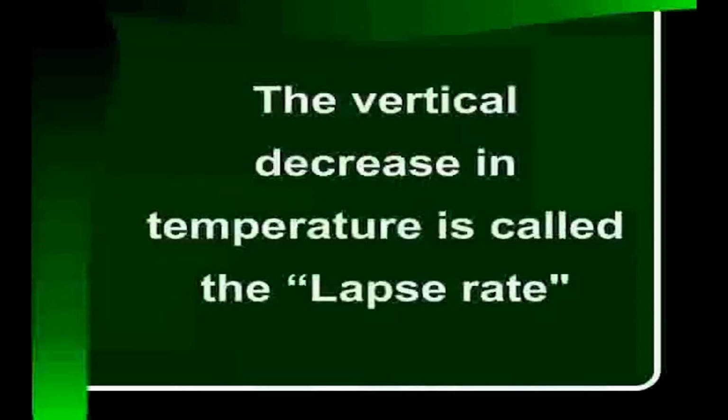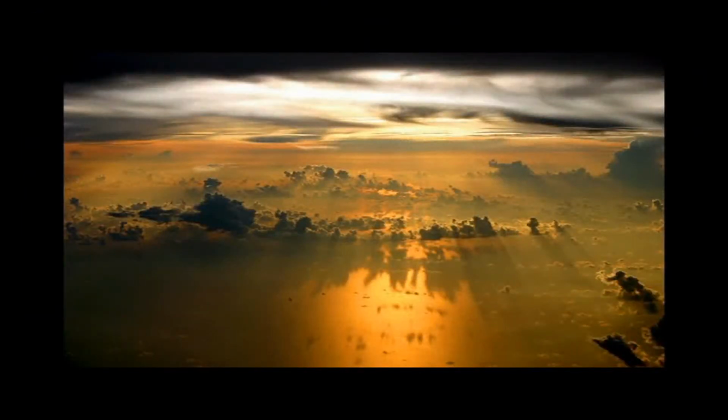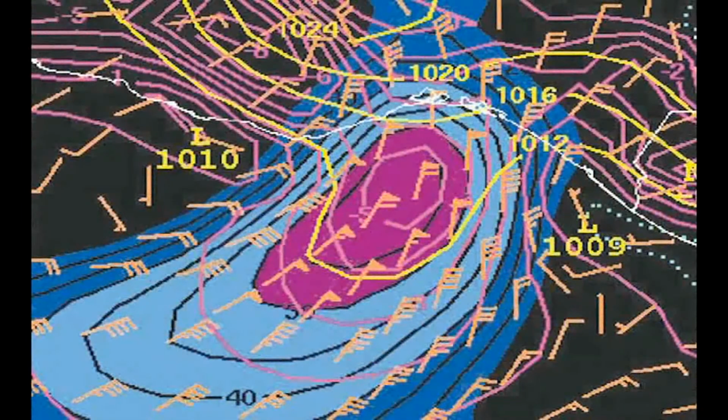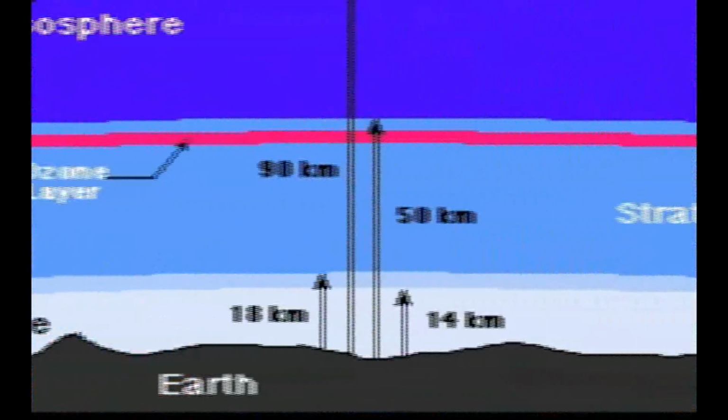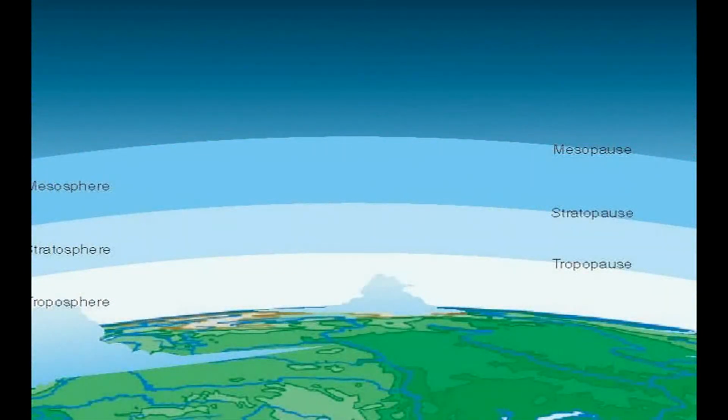Lapse rate. The vertical decrease in temperature is called the lapse rate. The lapse rate is not constant, but it varies with height, location, and season. Vertical decrease in temperature continues only up to the tropopause, beyond which it stops.